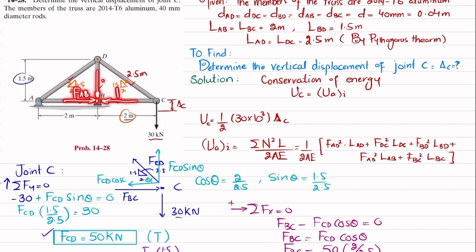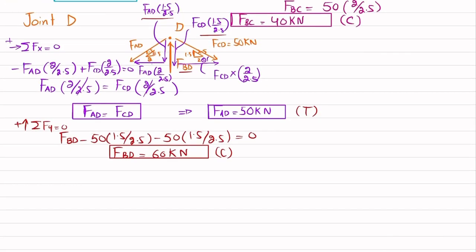FBC will be this one, and there is a roller support which applies a force, BY. Clear? So we will apply the equation of equilibrium using the method of joints at point B. So this is joint B. You have a vertical force FBD, which is 60 kilonewton.